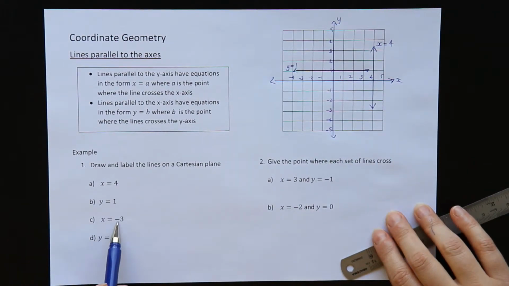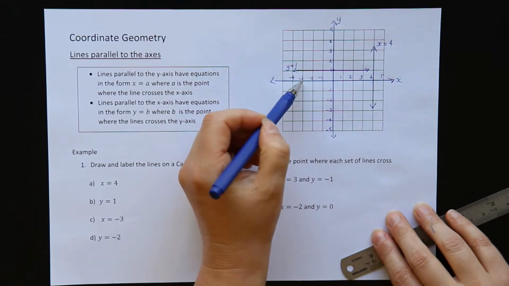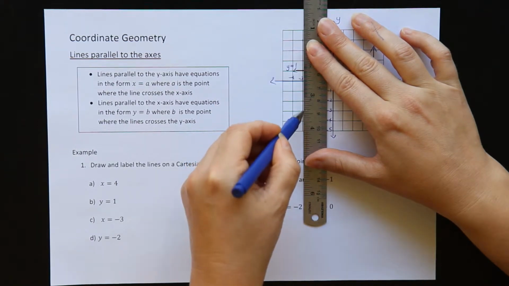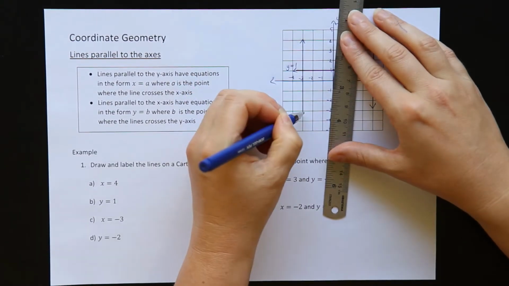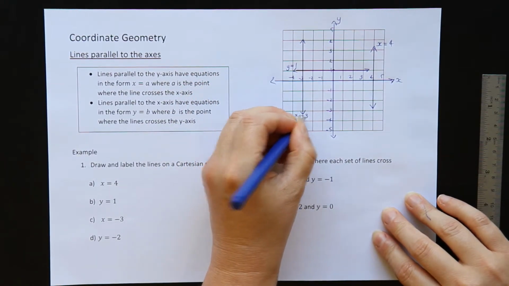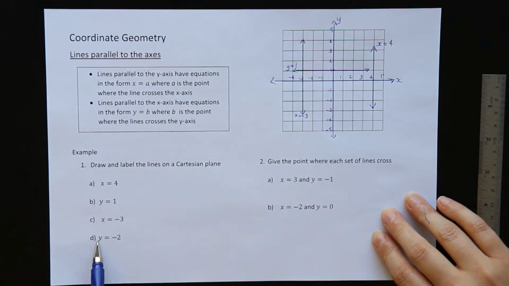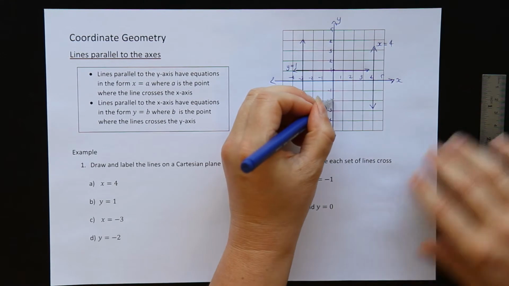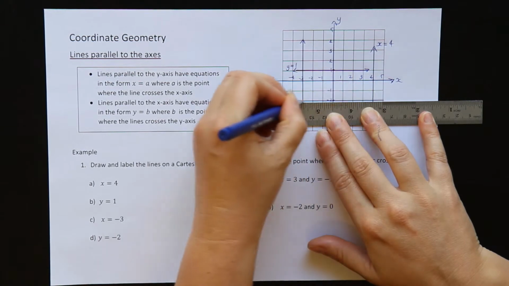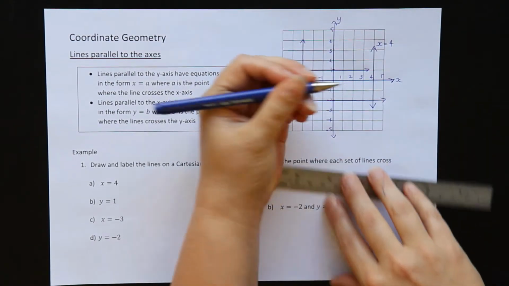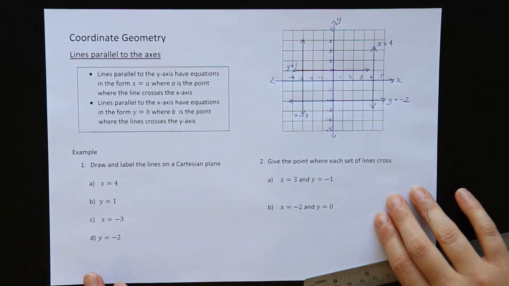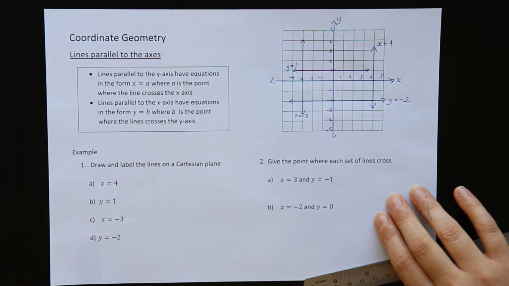Next one is x is equal to minus 3. So x is equal to x-axis at minus 3. There it is. X equals minus 3. And our last one here, y is equal to minus 2. So y-axis is going through the y at minus 2. Let's make that one nice and long. Y equals minus 2. And that's it. That's how simple it is to sketch lines parallel to the axes.